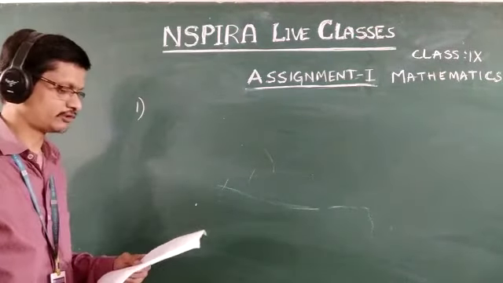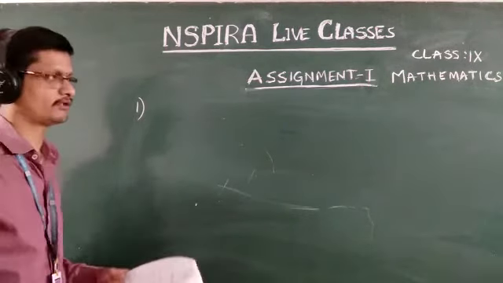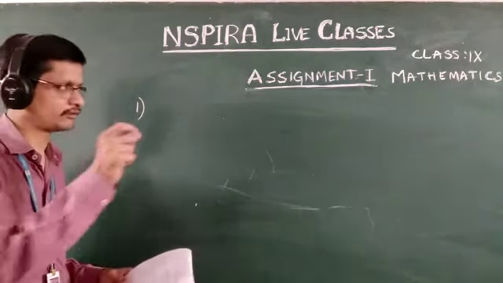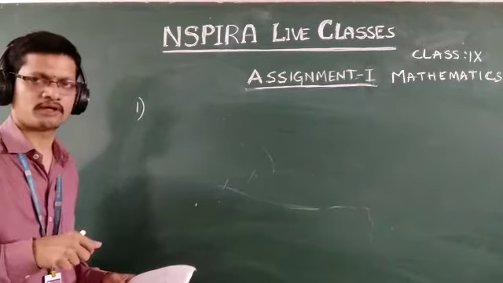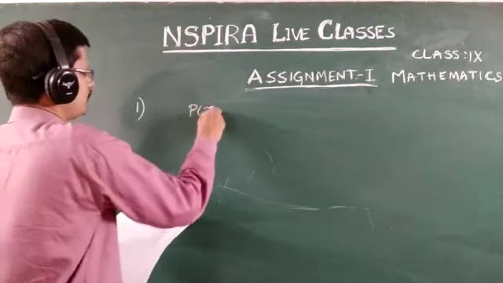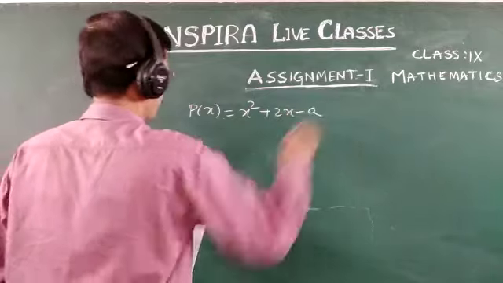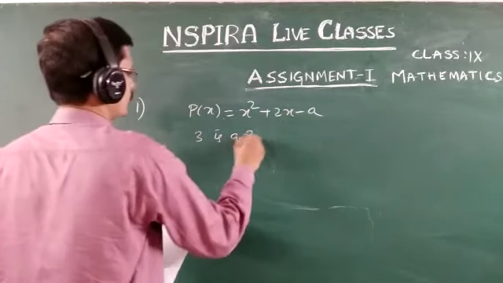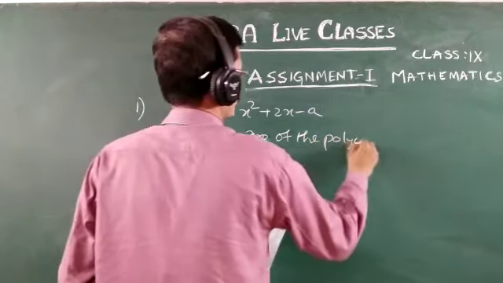If 3 is a 0 of the polynomial x square plus 2x minus a, find a. 0 of the polynomial means for what value of x the value of the polynomial becomes 0. Let p of x is equal to x square plus 2x minus a. 3 is a 0 of the polynomial.